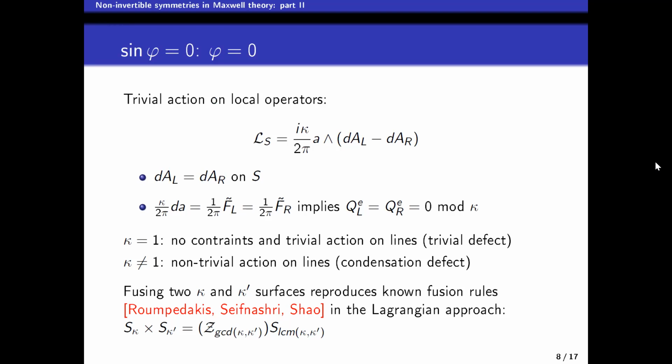And this is precisely the condensation defect, which can be equivalently constructed as the gauging of a Z kappa one-form symmetry on the surface. Now, once you have the Lagrangian, you can also reproduce the fusion rules that Konstantinos explained to us. Basically, fusing two defects, you get another condensation defect with this integer here, which is the least common multiple of kappa and kappa prime.